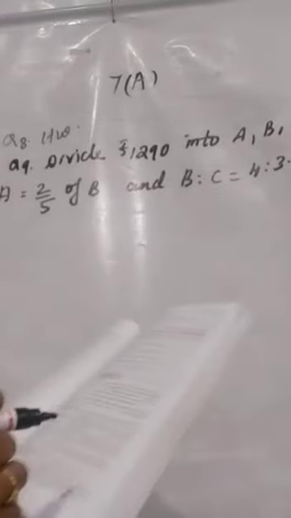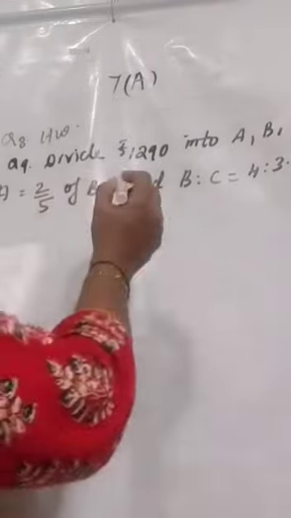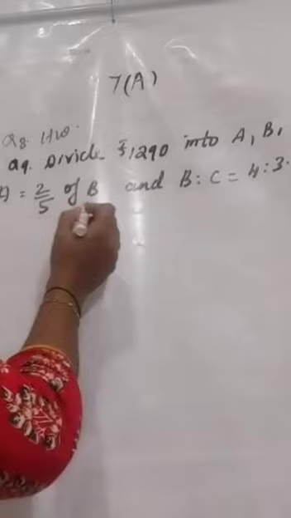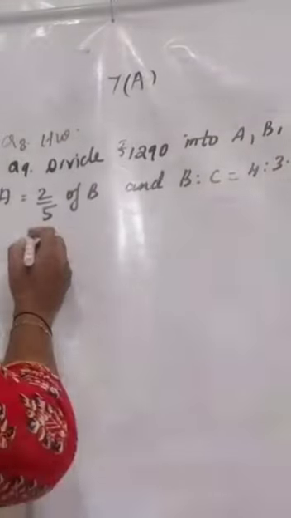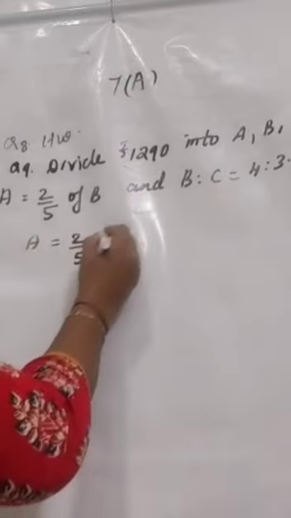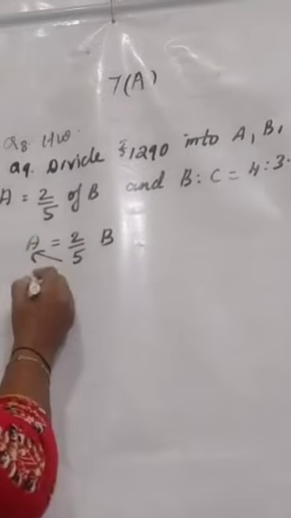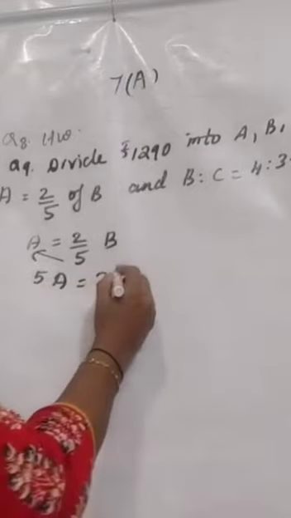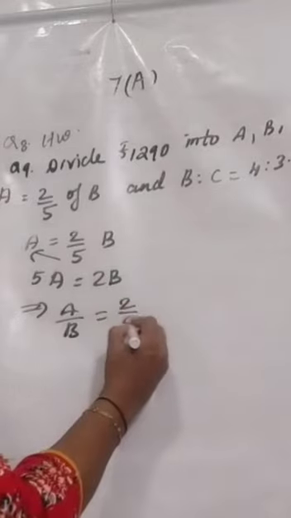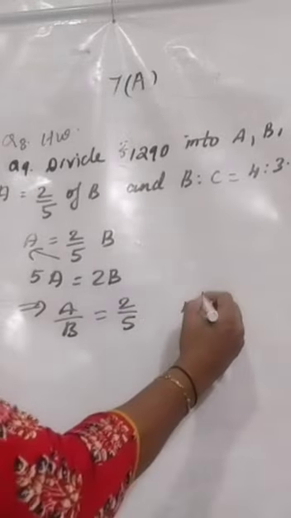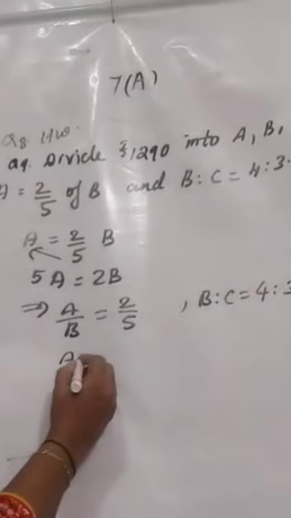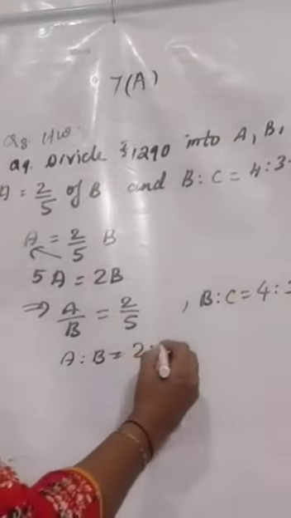Next is question number 9. 8th one, homework. Divide rupees 1290 into A, B, C such that A is 2/5 of B and B is to C is 4 is to 3. How can we simplify this? It is given that A is 2/5 into B, which means 5A equals 2B, or you can write A/B is 2/5. Also we know that B is to C is 4 is to 3. Here we can write A is to B as 2 is to 5.